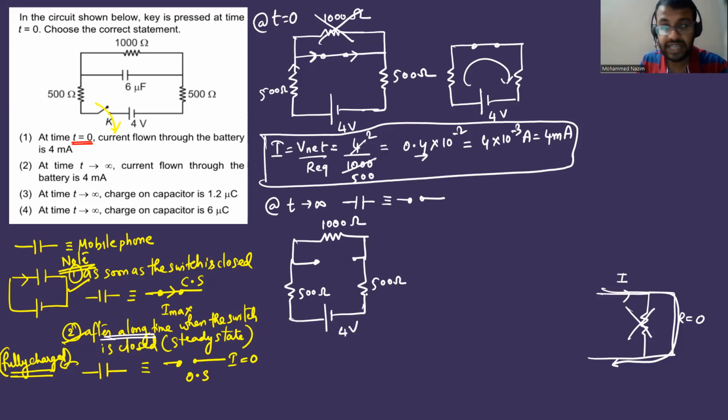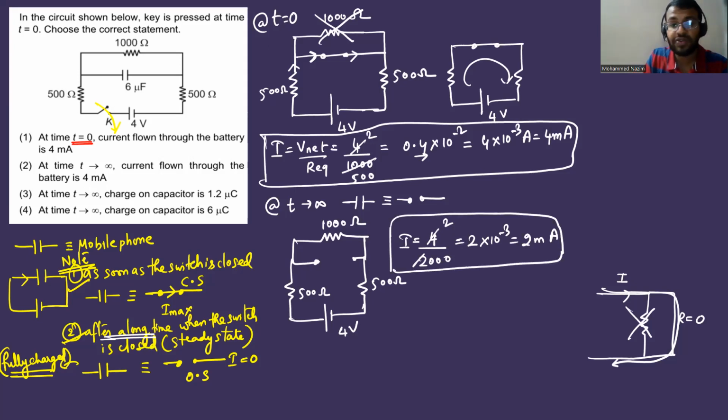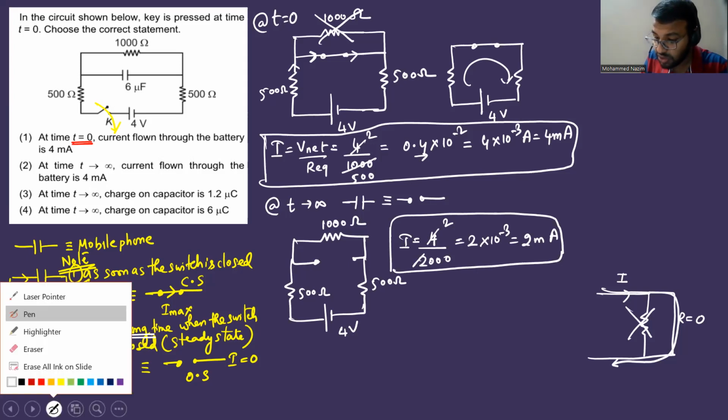How are these connected? It's again a one-loop question, so all are in series. Now the current in this case will be the net voltage, which is 4, divided by the net resistance, which is 1000 plus 500, which is 2000 ohms. So 4 by 2000 is 2 into 10 power minus 3, which is 2 milliampere. This is the current after a long time when the switch is closed, or when the capacitor is fully charged. So the second option is obviously wrong.